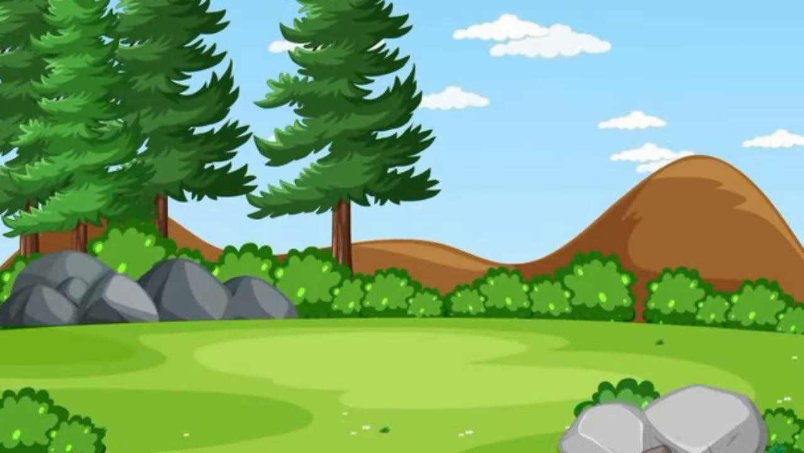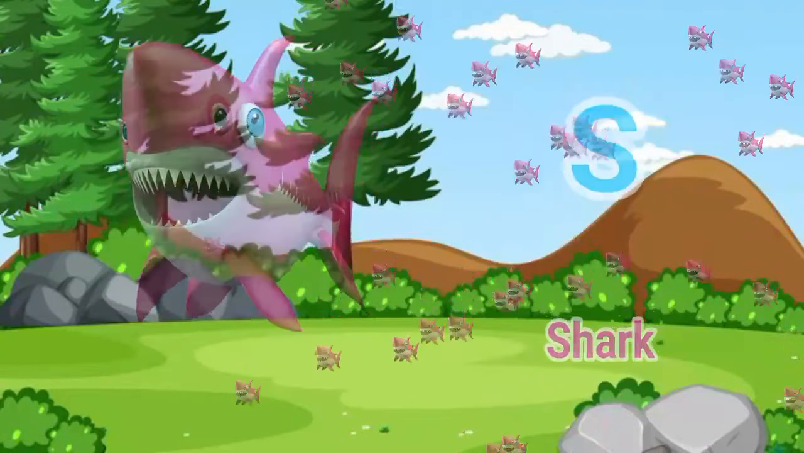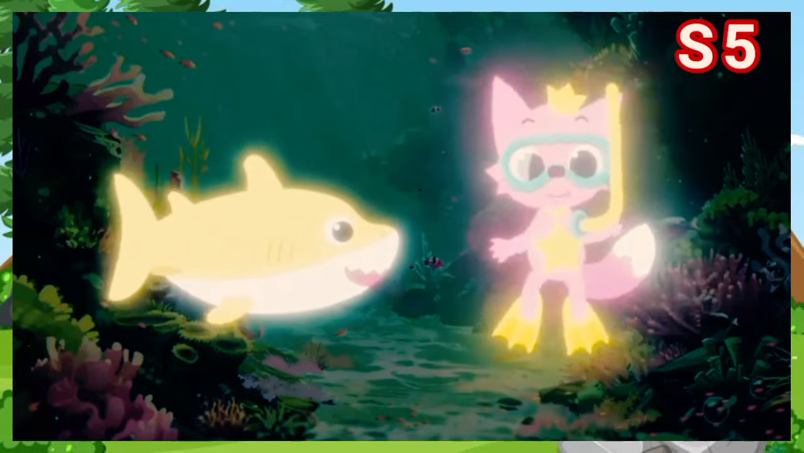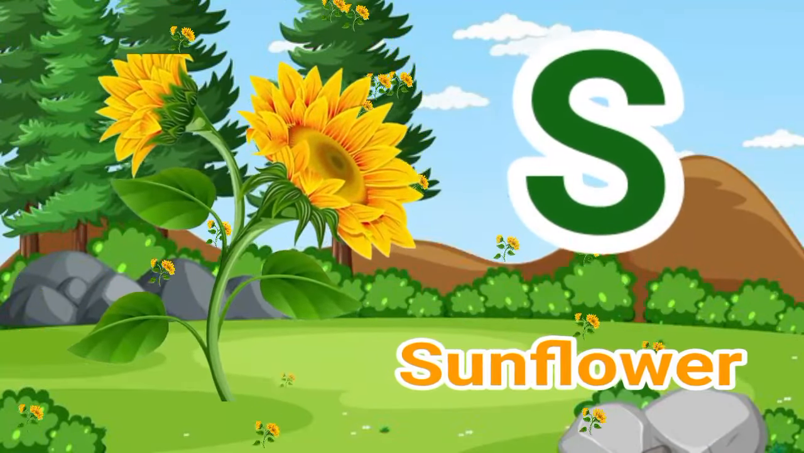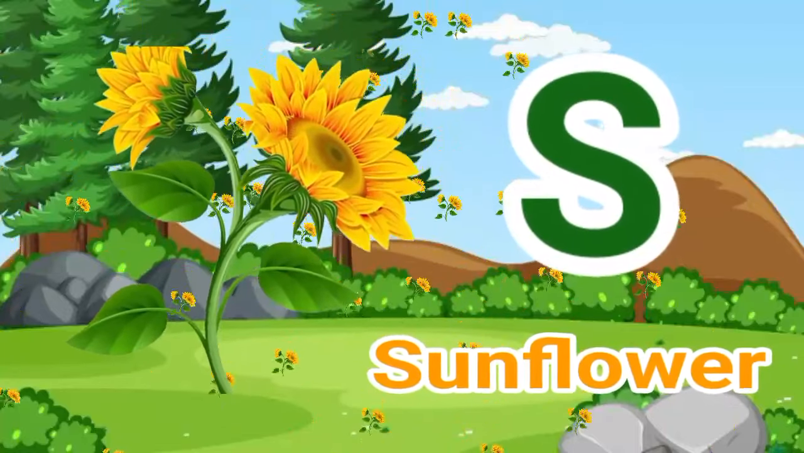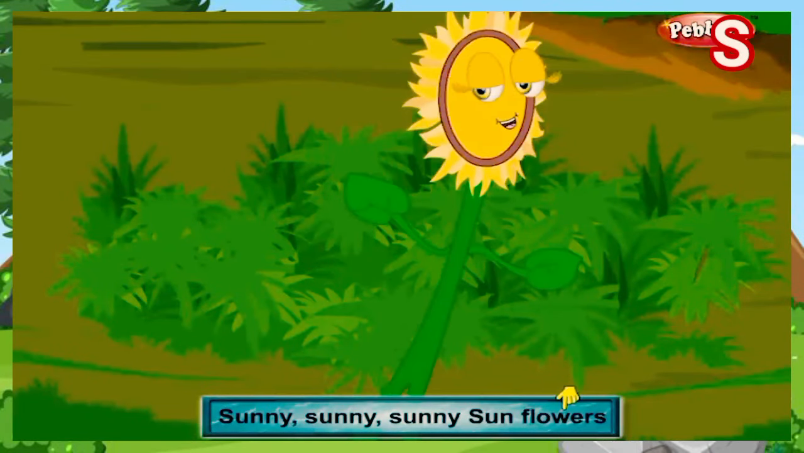S for shark. Shark means shark. S for sunflower. Sunflower means Surajmukhi.